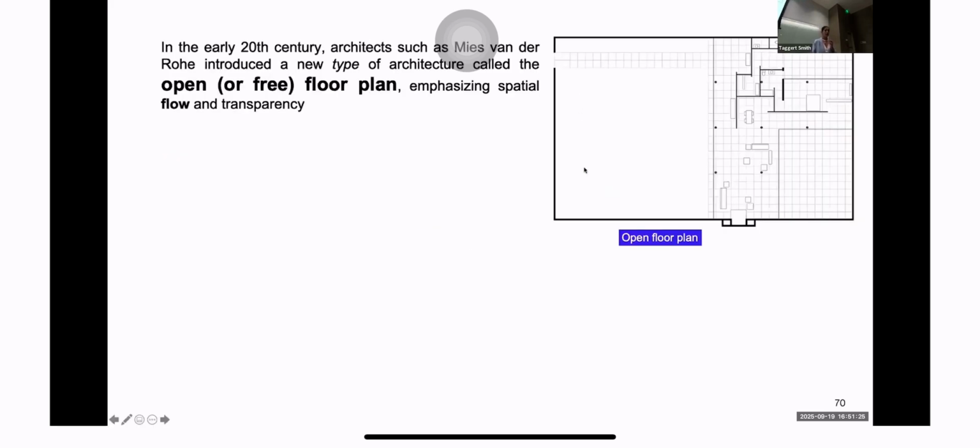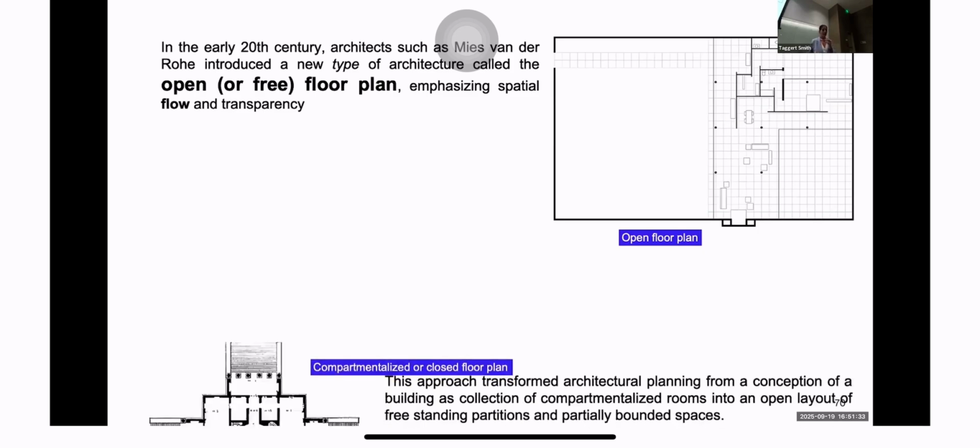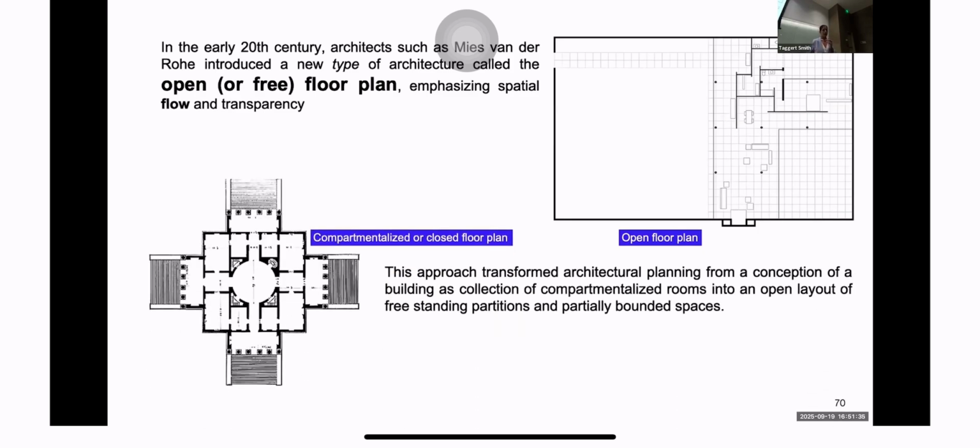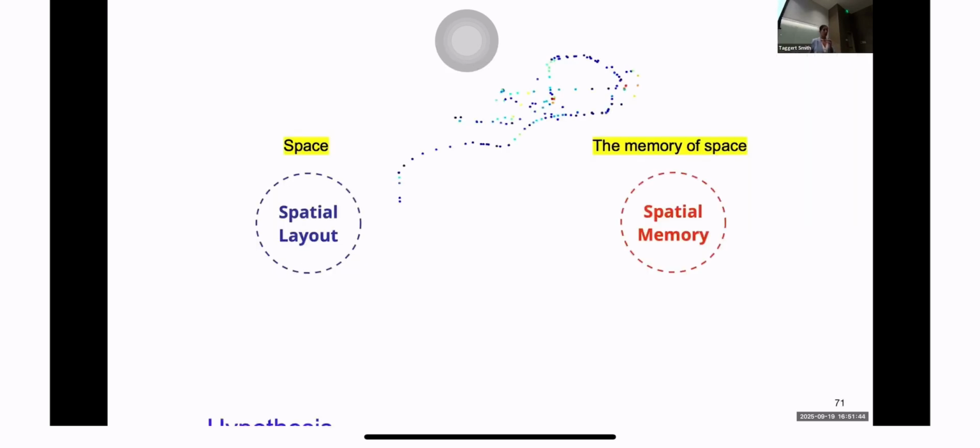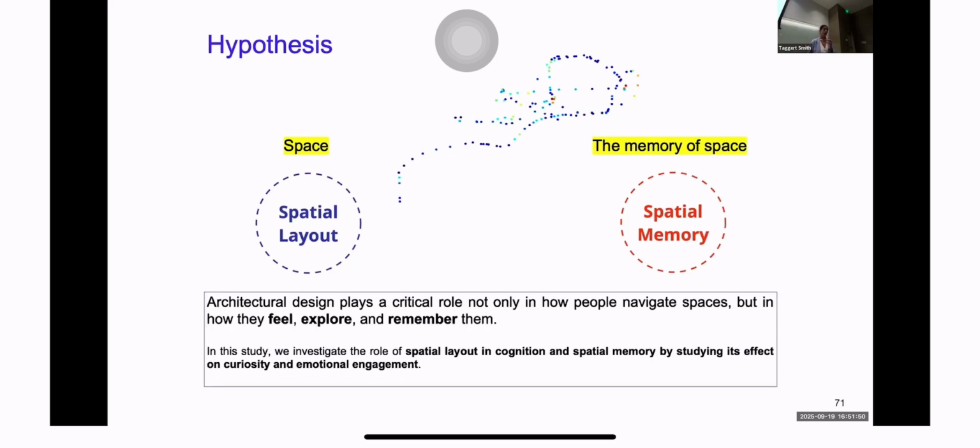In the early 20th century, architects like Mies van der Rohe introduced a new type of architecture, which is called open or free floor plan. That basically changed the concept of a building from compartmentalized rooms put together into a floor plan or a place. With that, we have space, which is a spatial layout, and the memory of space, which is spatial memory.